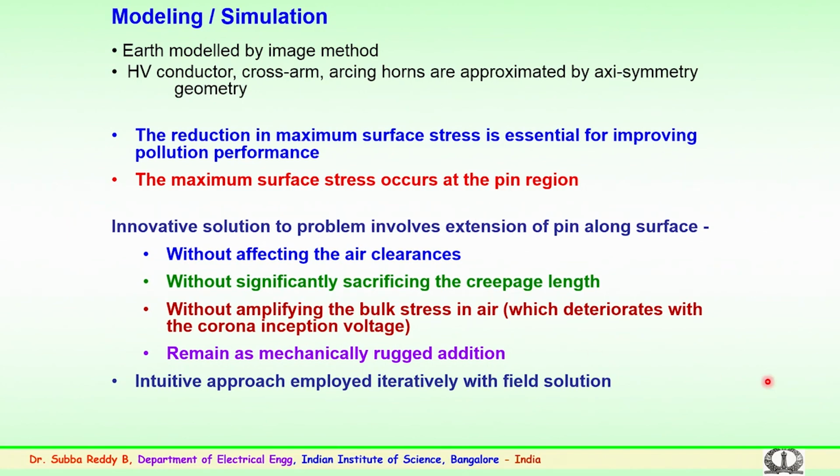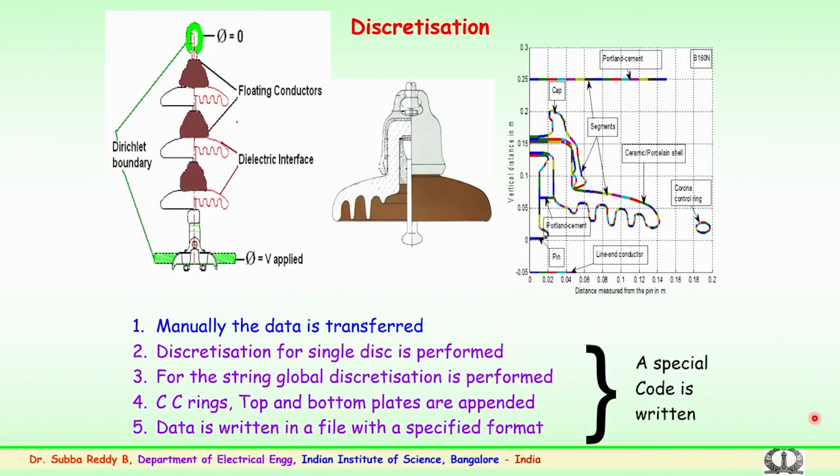So, as an innovative solution, we have tried to see that the pin of the insulator has been suitably modeled without affecting the air clearances, without significantly sacrificing the creepage length of the insulator, and without amplifying the bulk stress in air, which could deteriorate the corona inception voltage. The component which we have developed is also mechanically rugged in addition. So, an intuitive approach has been employed iteratively with the field solution, and simulation has been conducted.